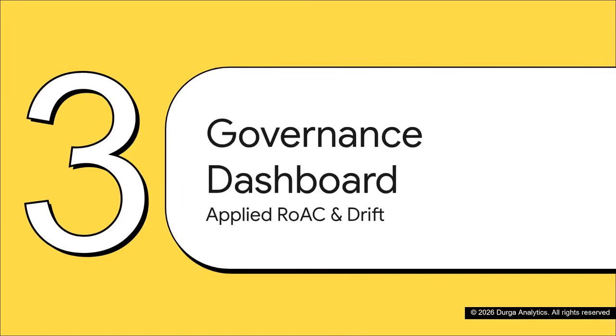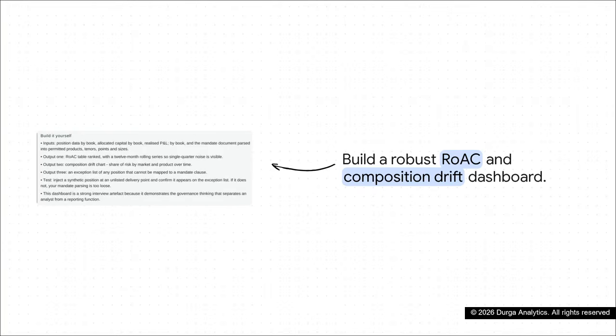Let's make this actionable. Section 3, Building a Governance Dashboard. We're going to walk through an applied, build-it-yourself exercise to track all this on a real desk. To build a robust dashboard, you're going to need position data, allocated capital, realized P&L, and a heavily parsed mandate document. The final output should give you a ranked ROAC table, a composition drift chart, and an exception list for any unmappable positions. But here is the ultimate acid test.